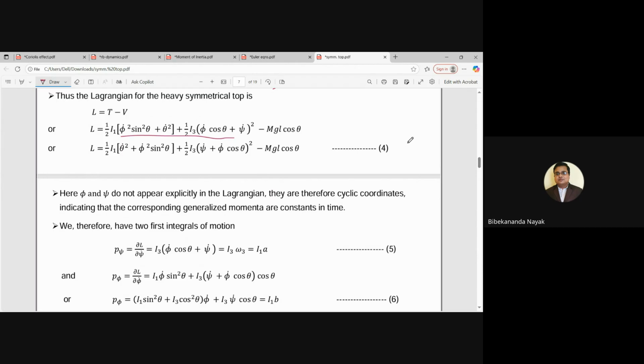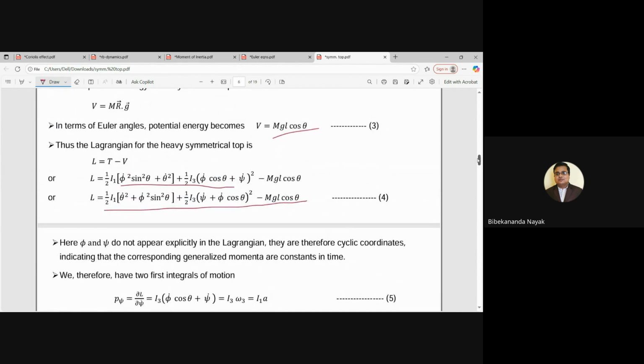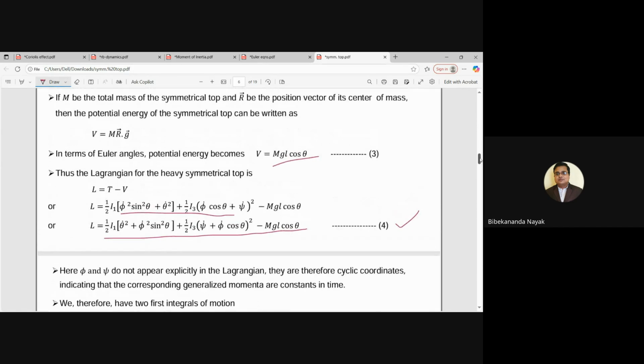We know if a coordinate is cyclic, then the corresponding momentum is a constant. Here cyclic means it does not appear in the Lagrangian. Tell me which coordinate is cyclic here? Here actually we use three coordinates: phi, theta, psi. Tell me which is absent here. See equation 4.